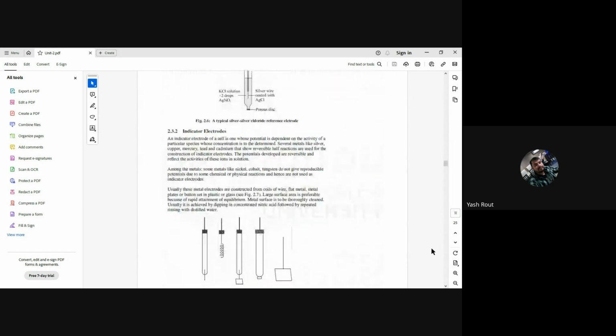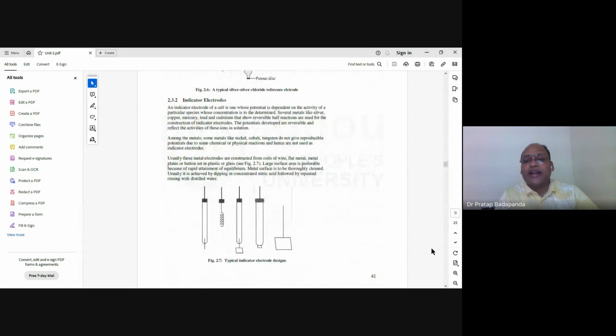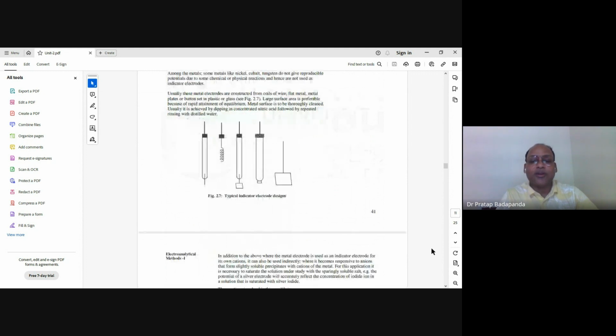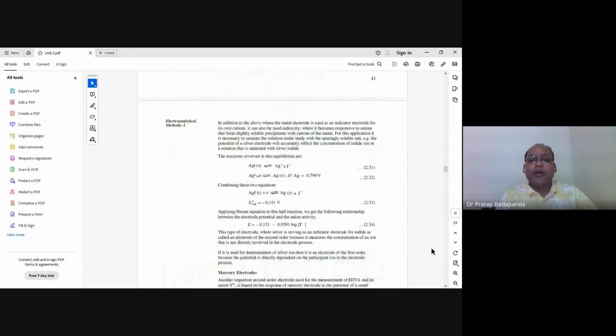Okay. Now we'll come to the indicator electrode. Indicator electrode, I have already told you: which electrode are you indicating? An indicator electrode of the cell is one whose potential is dependent on the activity of the particular species whose concentration is to be determined. That is the definition of this one. You have to understand these things. I have just explained all the indicator electrodes.